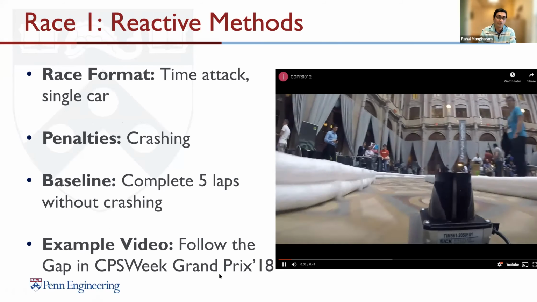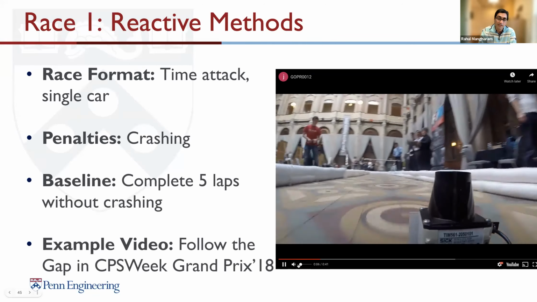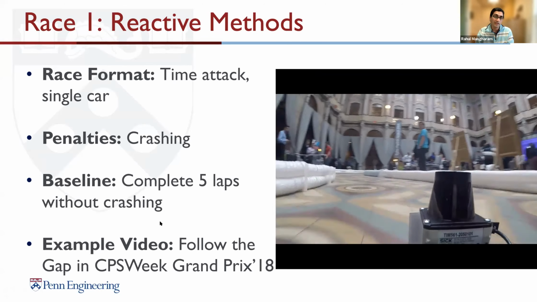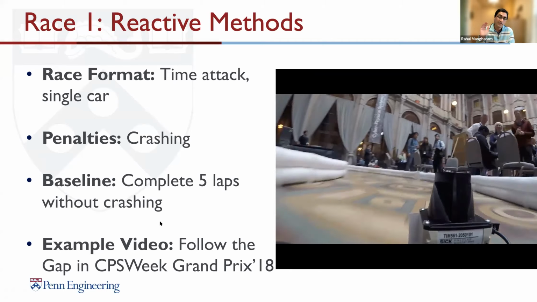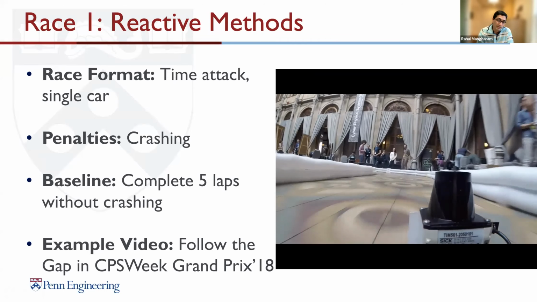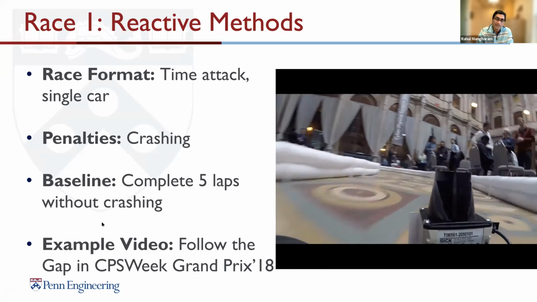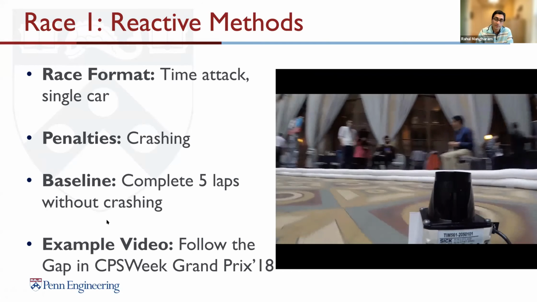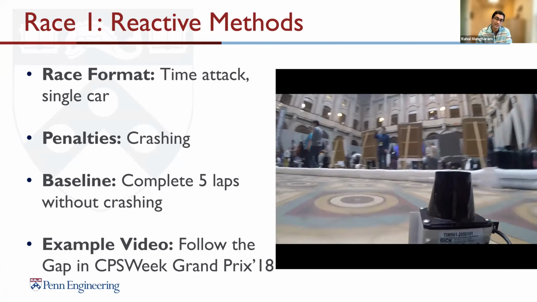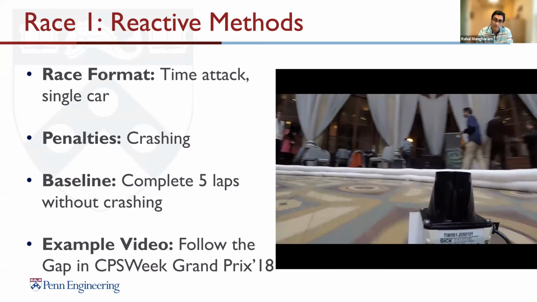And then we come to this part. This is race 1. Essentially you can see that now you're just going to be using reactive methods. You're going to drive a single car as fast as possible around the track. This is an example video from the F1TENTH Grand Prix in 2018 in Portugal. Essentially you will have to complete 5 laps without crashing. If you crash against a wall or any obstacle, then you basically get a penalty for that. So that's your race 1.